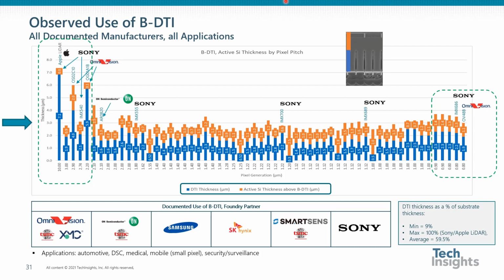Of course, since this is a large collection of data, there are a number of sensors that had a very shallow DTI. So these are shown, for example, here and here. And there are sensors, as we've stated, that have a full deep trench isolation, but the average ratio of DTI to full thickness is in the range of 60%.